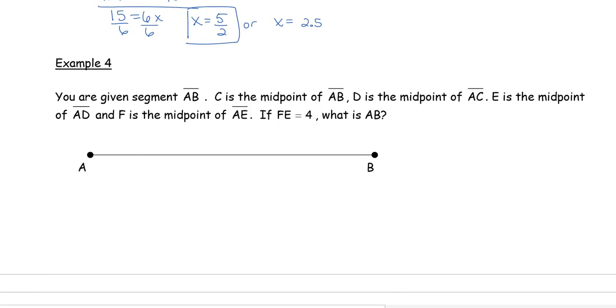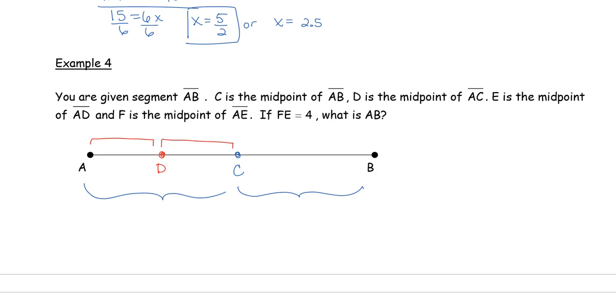All right, number 4, we are given segment AB. C is the midpoint of AB. So we go ahead and write our C in there. If C is the midpoint, that means AC has to be the same length as CB. Then D is the midpoint of AC, which means AD has to be equal to DC. And then from there, E is the midpoint of AD. So that means AE is equal to ED.